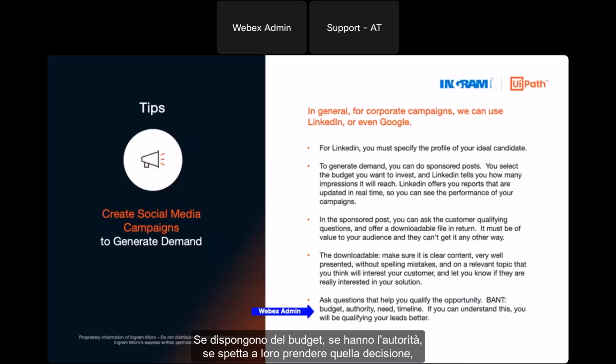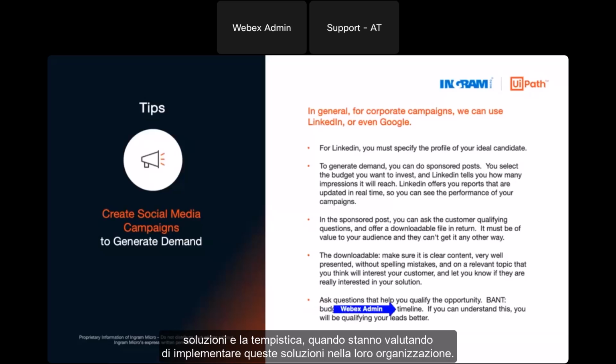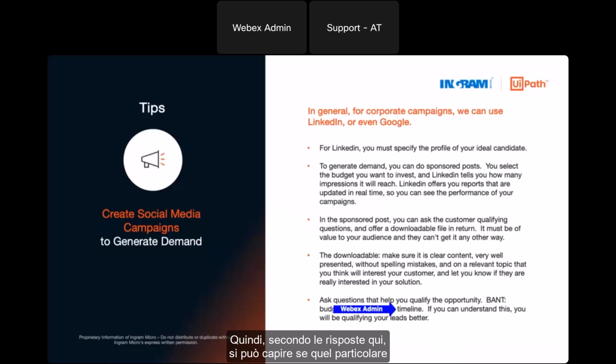If they have the budget, if they have the authority, if they are the ones that make that decision, if there's actually right now a need in their organization for this type of solutions, and the timeline when they are considering to implement these solutions in their organization. So according to the answers here, you can understand if that particular contact is a real opportunity, or a short-term opportunity, or maybe it's a contact that you can save for the next quarter or perhaps for the next year.